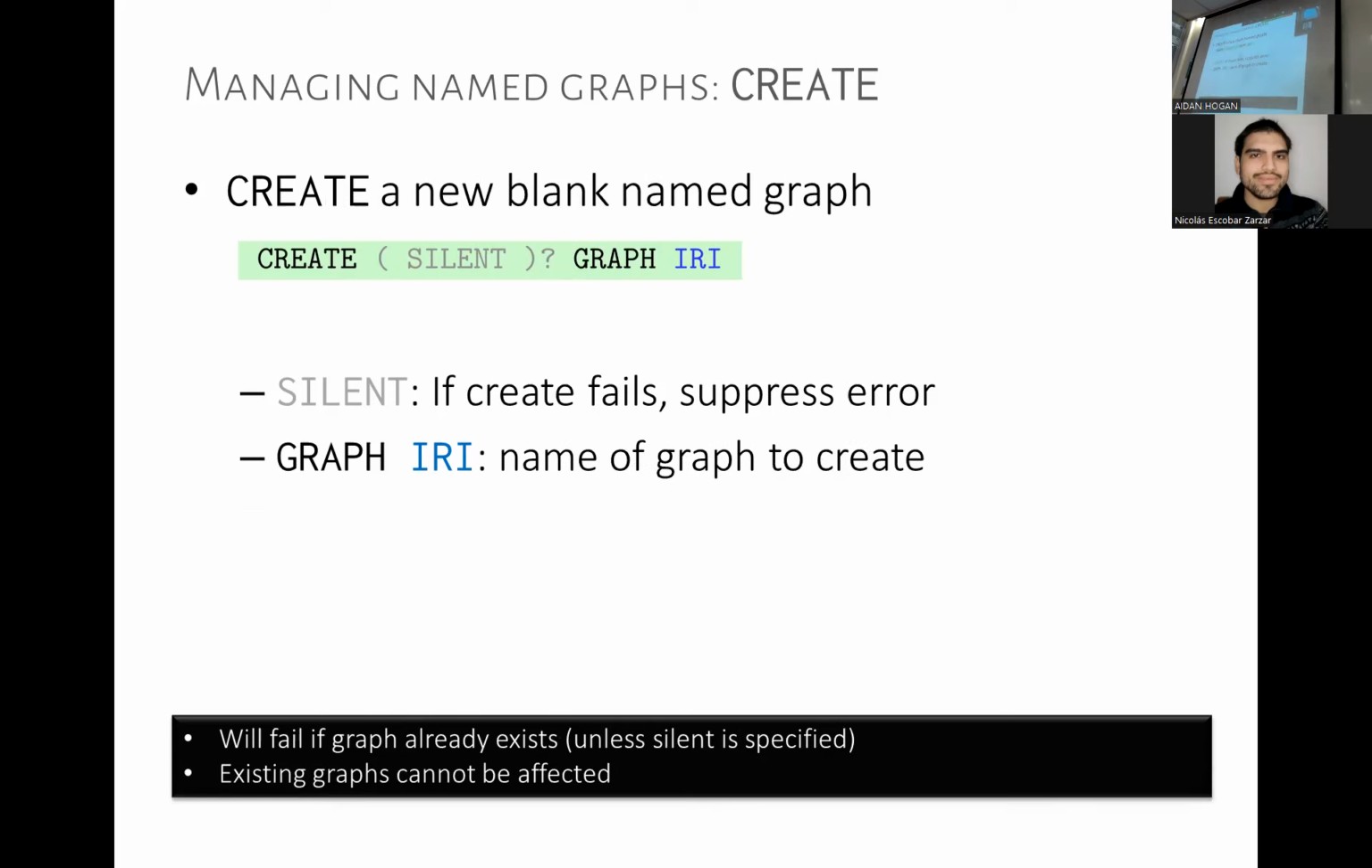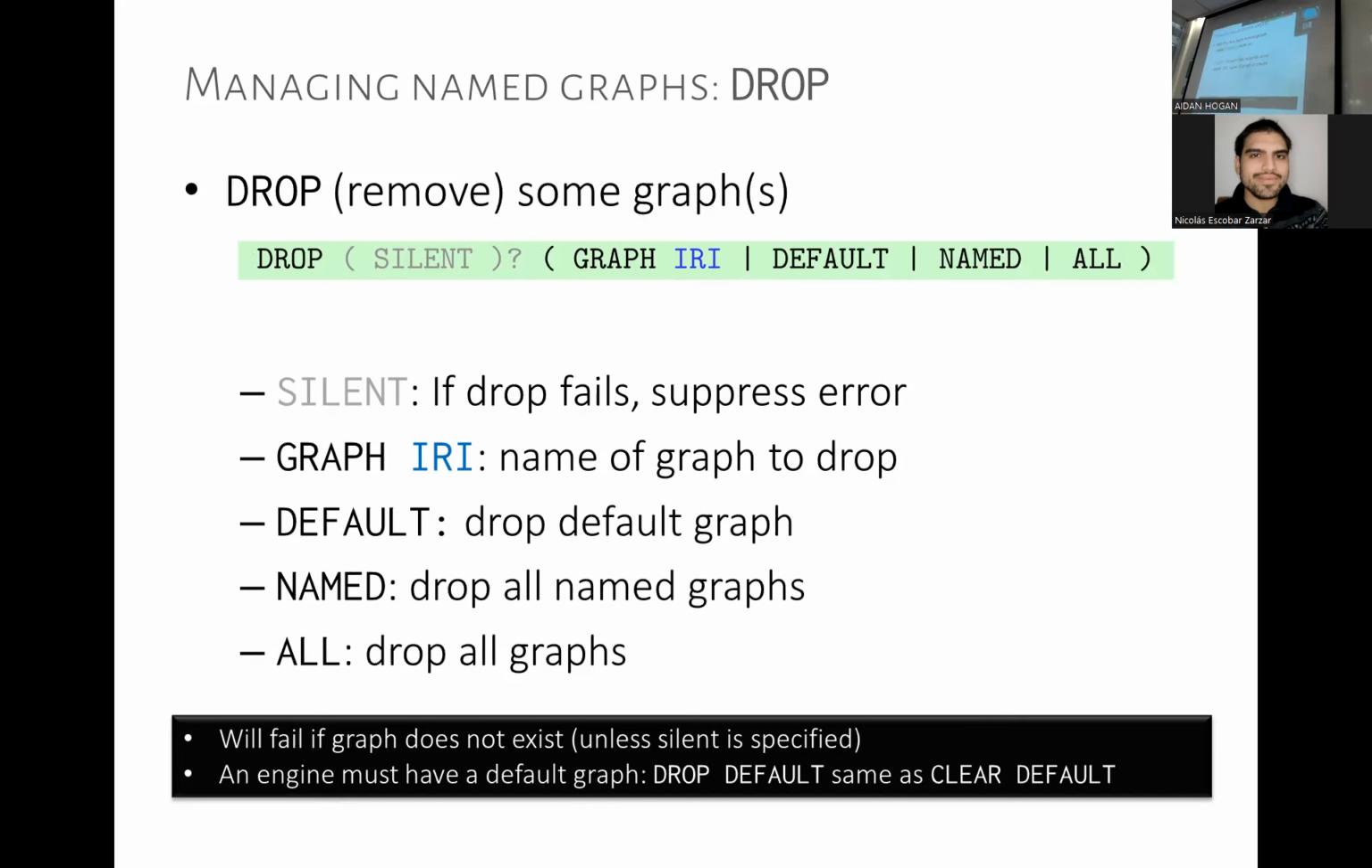We have create, which allows us to create a new blank named graph. We cannot create a default graph because we always need a default graph. So there's always a default graph. We can clear the default graph to empty it, but we cannot create one. We can create new named graphs, however. So we have create graph and then the URI of the new blank named graph.